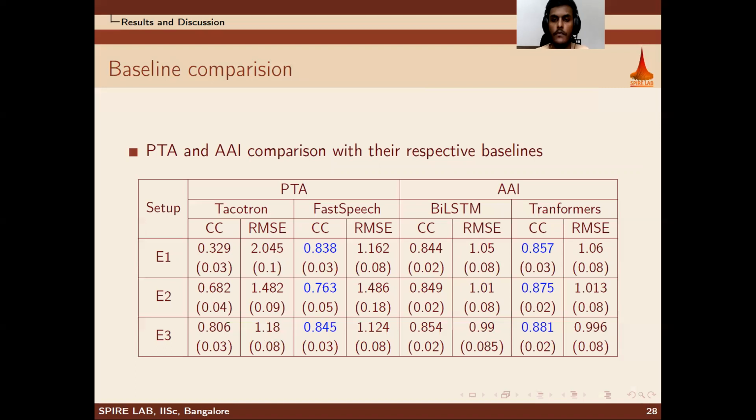Now, if we do the baseline comparison for AAI, that is the LSTM versus transformers, we find that transformers are outperforming the LSTM in all the 3 setups. Now, finally, we can compare the results between PTA and AAI. Here it will be the comparison between FastSpeech and the transformer model since they're performing best in their respective tasks. We find that AAI results are still much better than PTA, especially in the E2 setup.